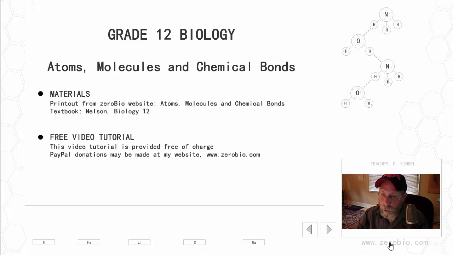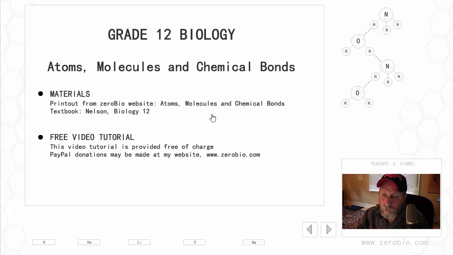What you're going to do is search on my website for a printout, and I'll put a link in the information section to that exact printout. It's a PDF file called Atoms, Molecules, and Chemical Bonds. So you'll need that, and I'll be using that throughout this video tutorial.